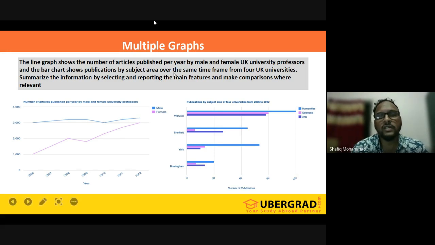By subject area over the same time frame from 4 UK universities. Summarize the information by selecting and reporting the main features and make comparisons wherever relevant. So this is the main question. You need to develop one introduction, from the line graph to UK university. So this is a 2 sentence introduction, guys. Because the question itself is quite big, you can conjoin these 2 sentences, or you can write 2 different sentences.